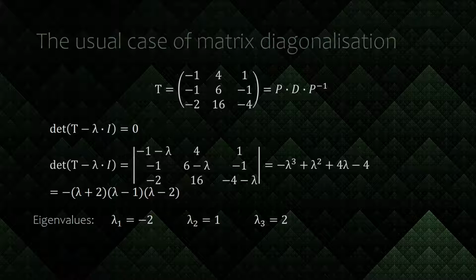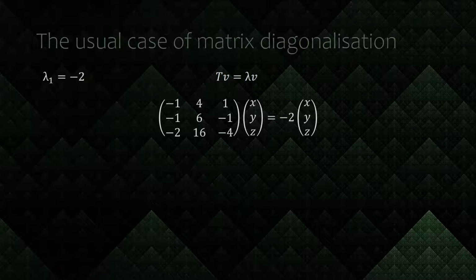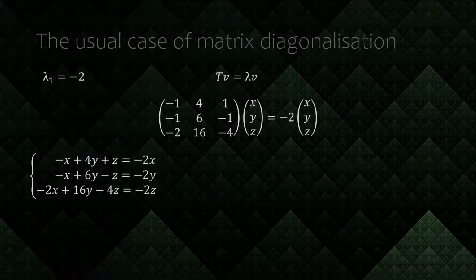To find the eigenvectors v corresponding to the found eigenvalues lambda, we will use the formal definition of them. Let's go through the calculations for eigenvalue -2. We write down the equation in the matrix form with all known variables substituted, convert it into the system of equations, and move all the variables to the left-hand side.